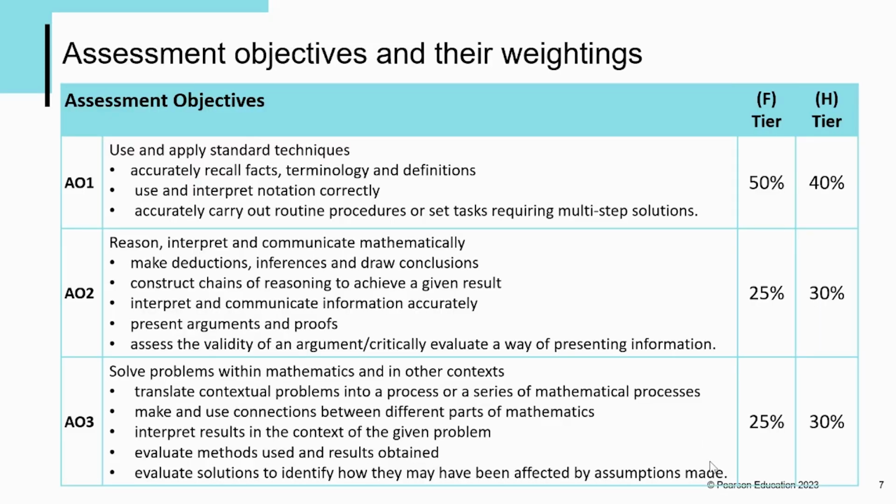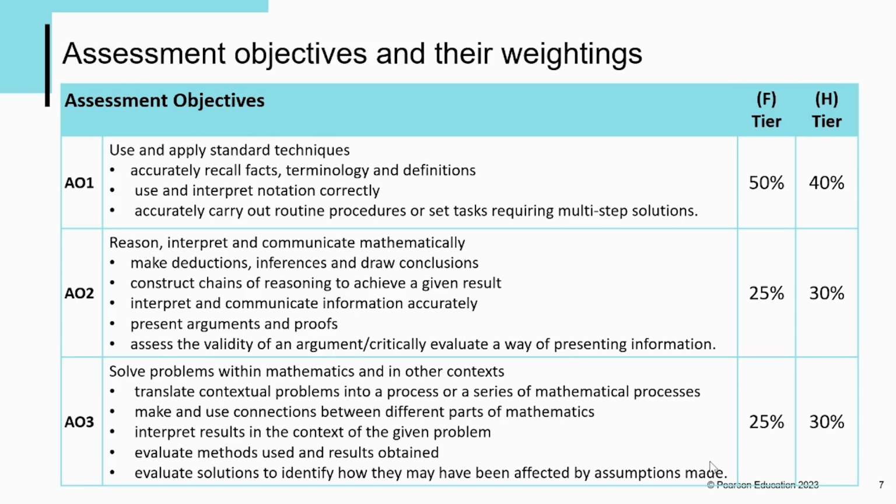The assessment objectives and their weightings are shown in this table for both foundation and higher tiers. The AO1 objectives, where students use and apply their standard techniques, are at 50% for the foundation tier and 40% for the higher tier.